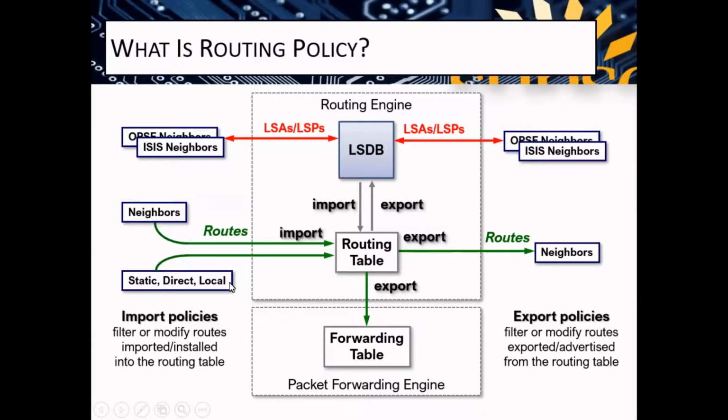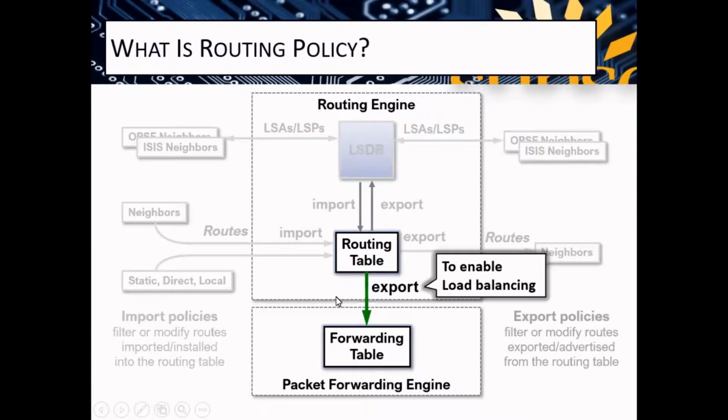So I was talking about these in my earlier presentation. This is representing the concept of routing policies. But we're going to focus on what happens between the routing table and the forwarding table. So we're going to apply an export policy to enable load balancing. Again, it's an export policy because it's from the routing table into the forwarding table. And policies are always applied from the point of view of the routing table.